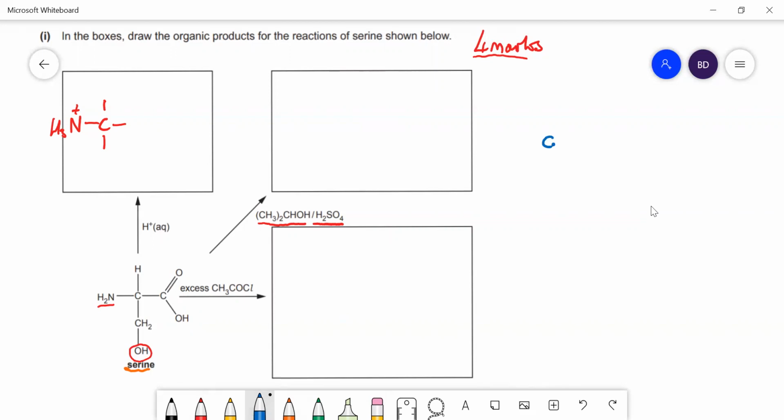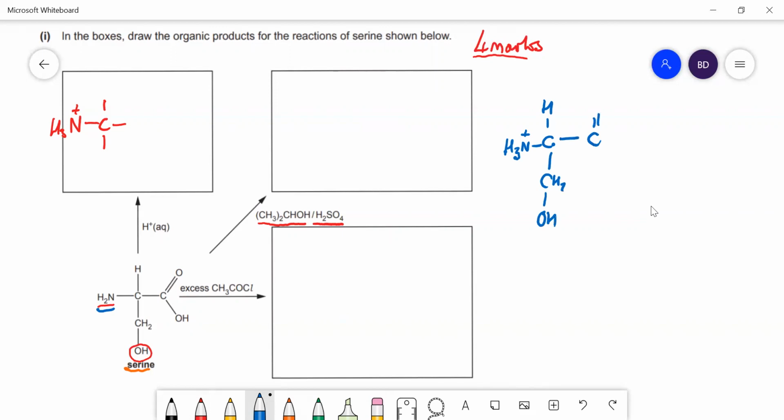Right, so you're not going to touch these. Oh, the sulfuric acid, actually, you are going to protonate that, aren't you? So maybe that's what that second mark's for. So I'm going to put that as plus there. Nearly forgot that. Okay, and then you're going to get CH2OH there.